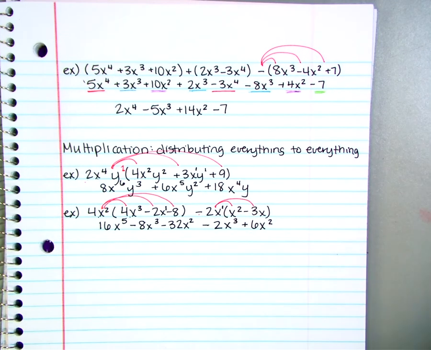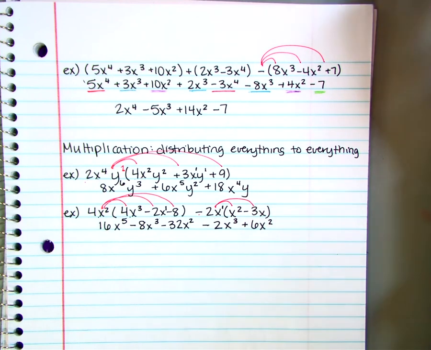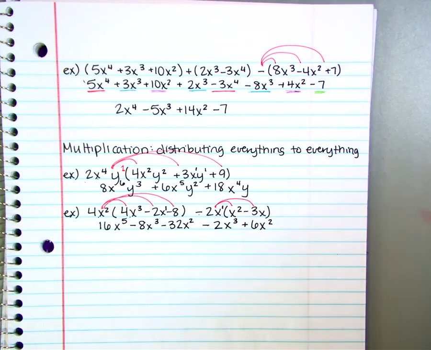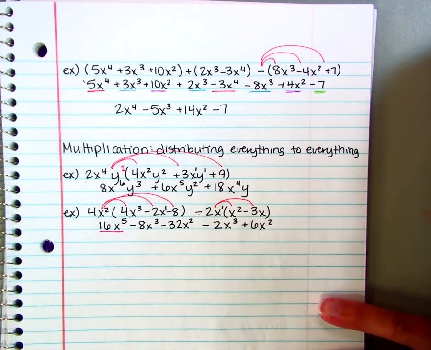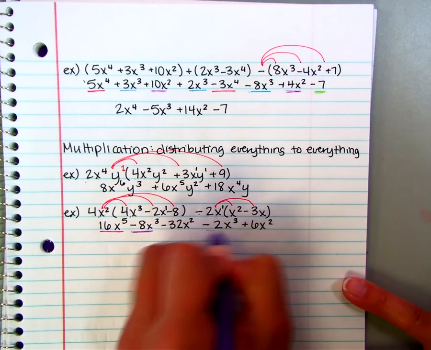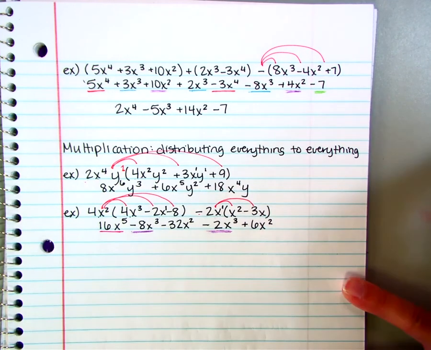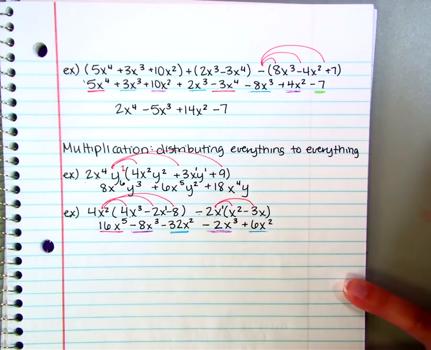And so you have already multiplied all the way, and that's a really great start, but you may notice that there are some like terms in there. So now we have to go back to our other operations and combine like terms since we've got some. So nothing combines with 16x to the fifth, but negative 8x to the third has a negative 2x to the third later. And this negative 32x squared and this 6x squared are also like terms.